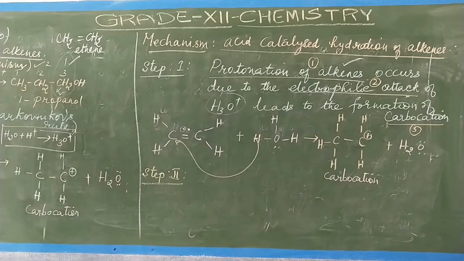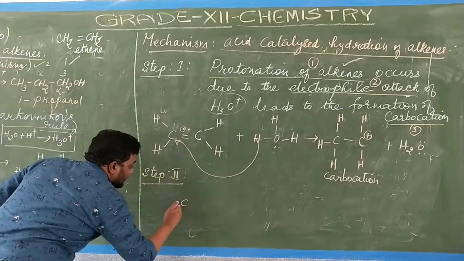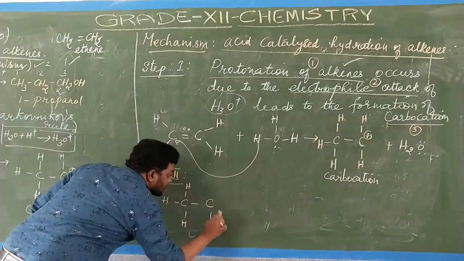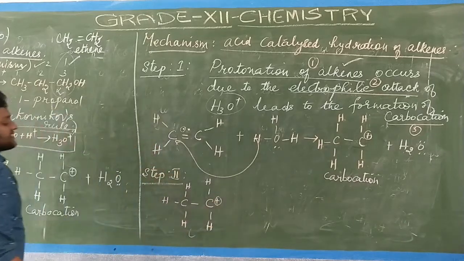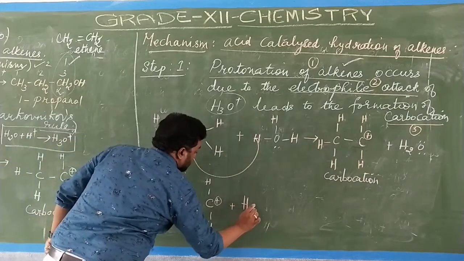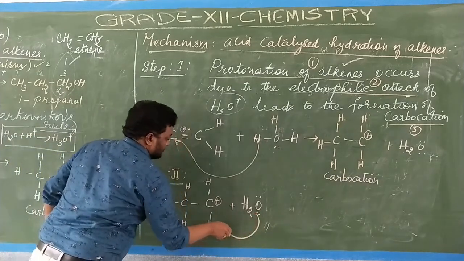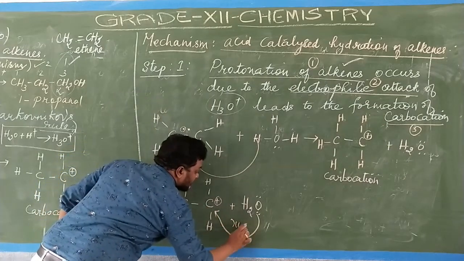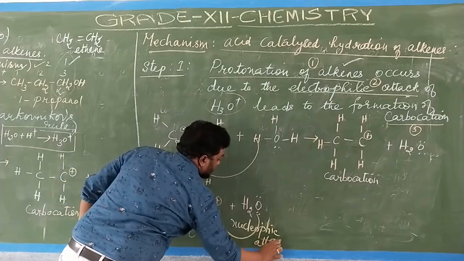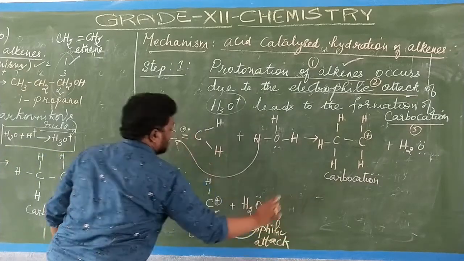Step 2: you take the same carbocation, carbon with hydrogen, hydrogen, hydrogen, bonded to another carbon with hydrogen, hydrogen, and a plus charge. This is the carbocation. Now this carbocation is treated with water, H2O. Here the nucleophilic attack occurs.